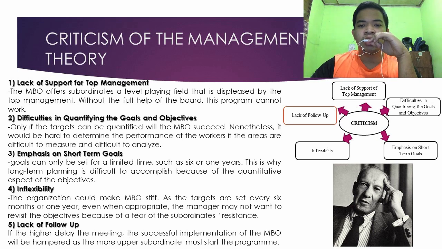So the fourth is about inflexibility. The organization should make MBO stiff once the targets are set. For example, every 6 months or 1 year, when appropriate, the manager may not want to revisit the objective because of a fear of subordinate resistance. Managers need to know how to deal with this situation, as short-term goals often need to be revised to achieve long-term goals.